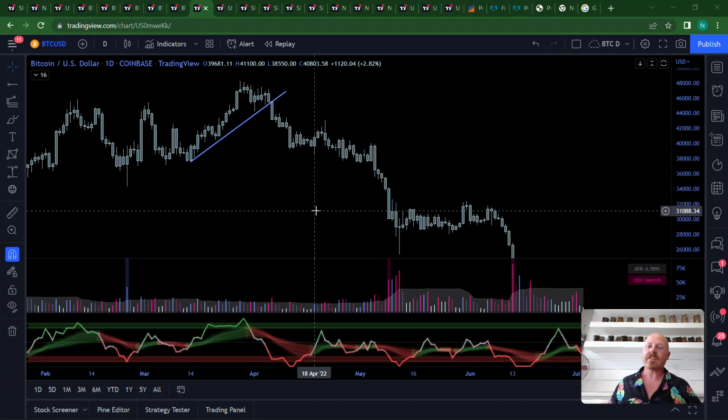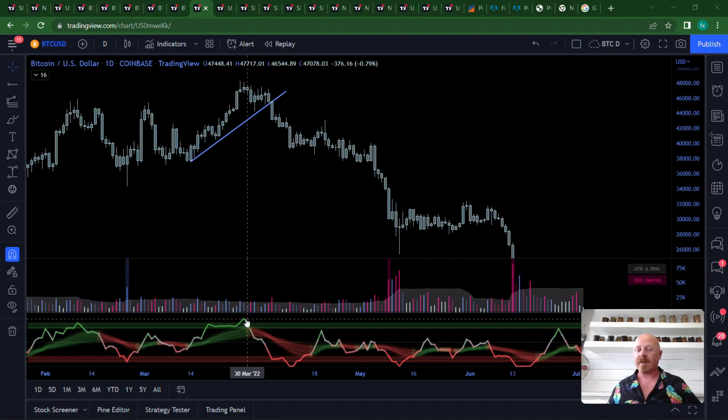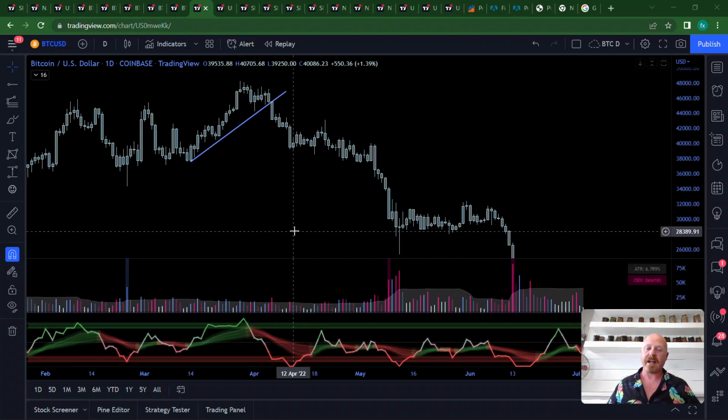Okay, so let's talk about the indicator, the MFI, the money flow index here at the bottom of my screen. This takes the price calculations from the RSI. The RSI only does price calculations. The MFI incorporates volume. Very key difference. Volume never lies. Price often does.